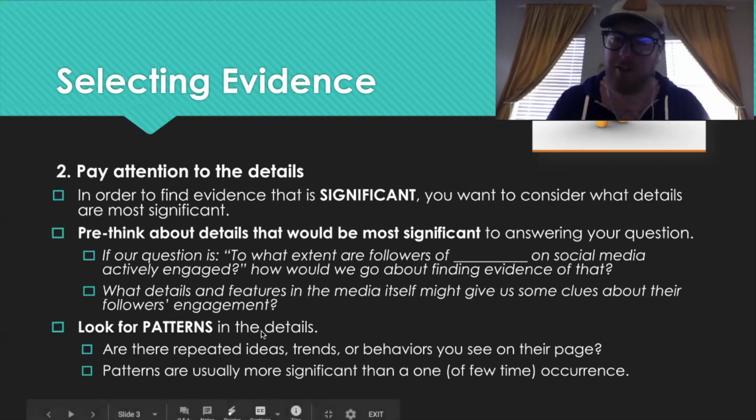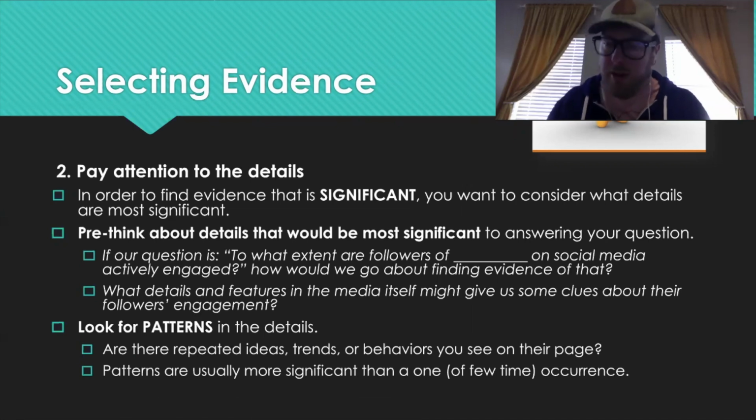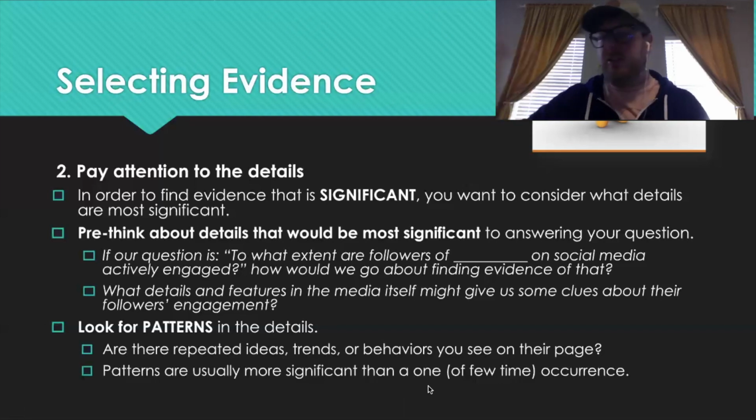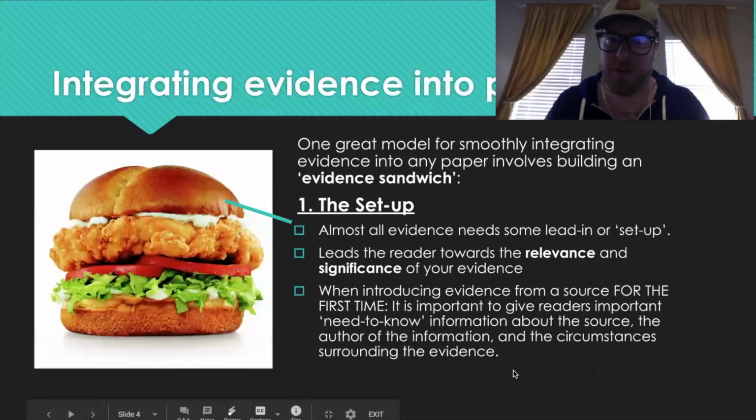So look for patterns in the details. If you look through your outline at what you've come up with so far, if you go back to the research, ask, are there repeated ideas? Are there trends that you see? That's what is most significant. Patterns are usually more significant than a one-time thing. Maybe you have one article that disagrees with all the others, but you've got 6 or 7 that agree. It's worth noting that those 6 or 7 may not be correct just because they agree, but it is significant that 6 or 7 of them do, and that one is an outlier. That could be important in terms of what you decide to communicate and how you decide to communicate about your evidence.